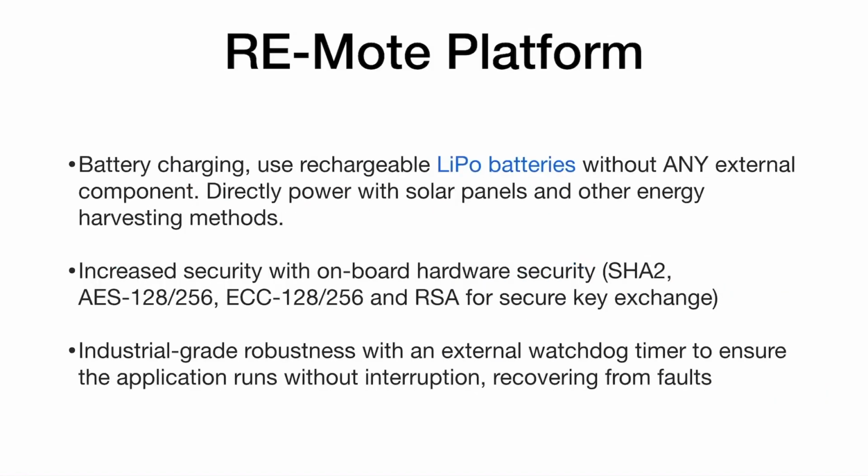Battery charging: use rechargeable lithium polymer batteries. Lithium polymer, so LiPo, and we have another battery called lithium ion. There are two kinds of batteries available mainly in these handheld devices. Think of one place where many devices nowadays come with a lithium polymer battery, and we have lithium ion.